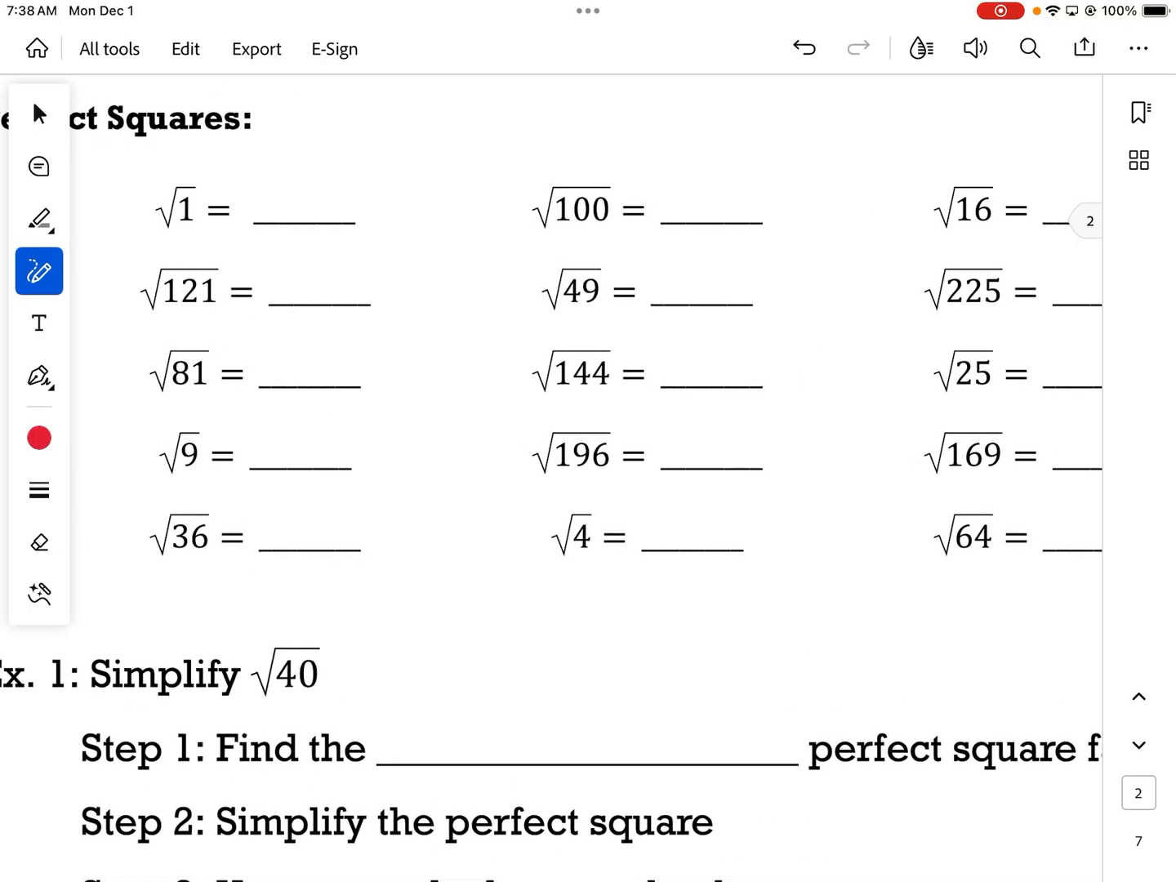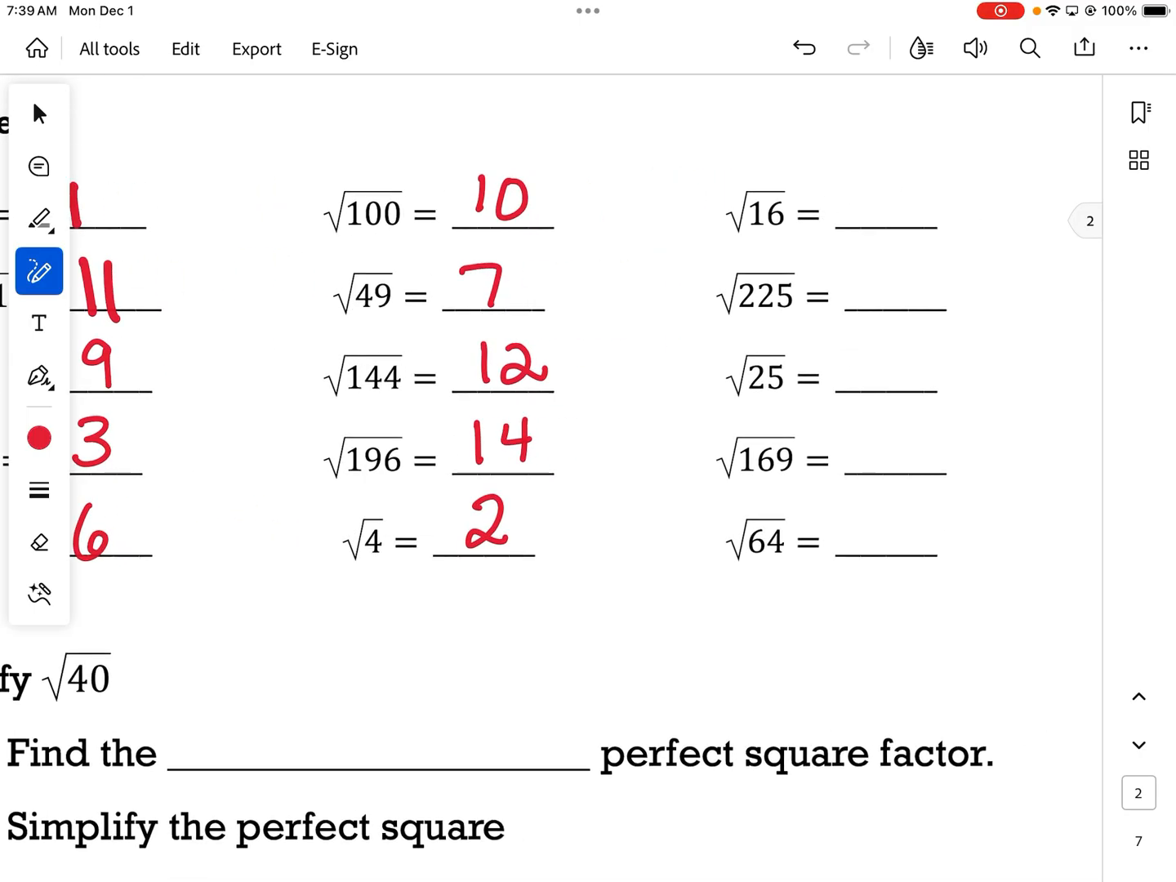Square root of 1. Square root of 121, 11. Yep. Square root of 81. Square root of 9. Square root of 36. Square root of 100. Square root of 49. Square root of 144. Square root of 196. Square root of 4. Square root of 16. Square root of 225, 15. Square root of 25. Square root of 169. And square root of 64.